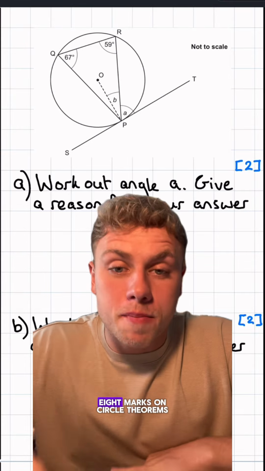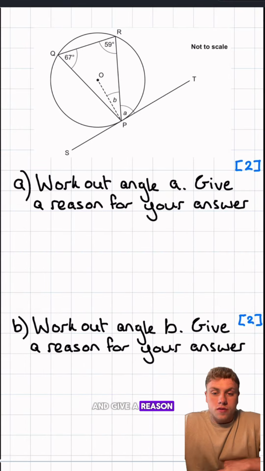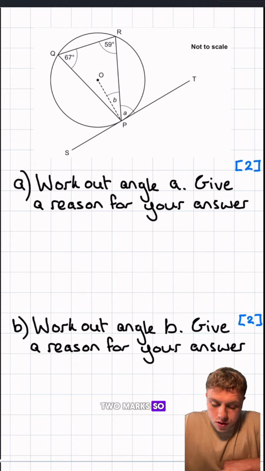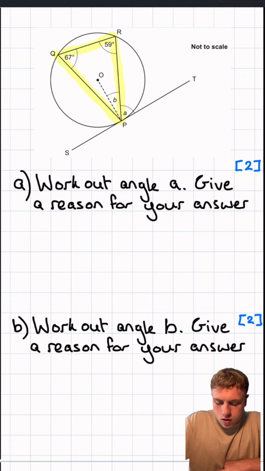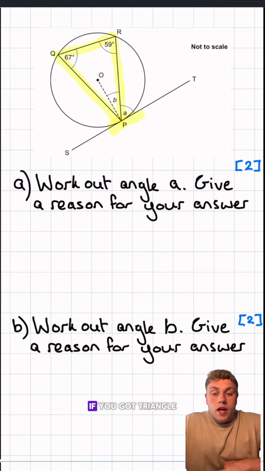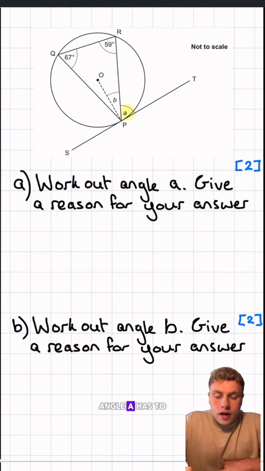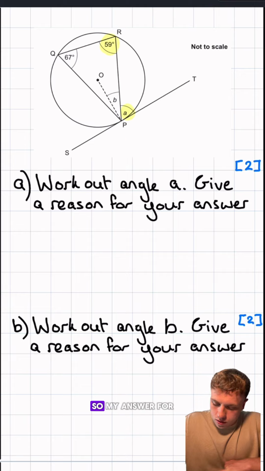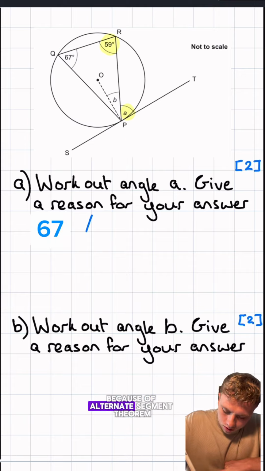Right, let's have it. 8 marks on circle theorems. Here, we've got to work out angle A and give a reason for your answer. 2 marks. So, you should see that we have got a triangle sitting on its tip. If you've got a triangle sitting on its tip, that means that we have got alternate segment theorem. Well, here, angle A has to be the exact same size as 59 degrees. So my answer for part A is 59 degrees because of alternate segment theorem.